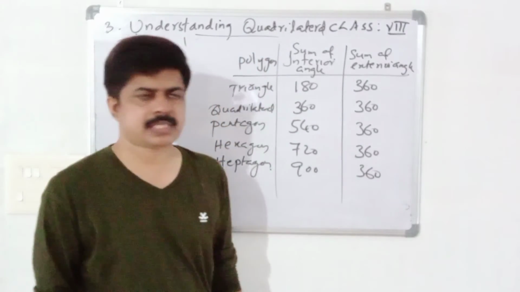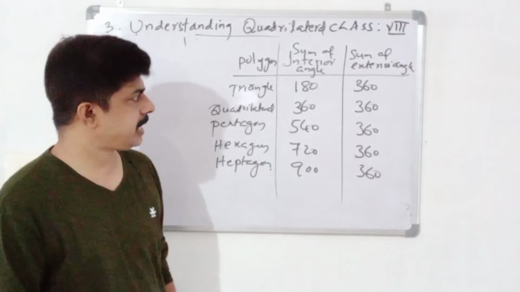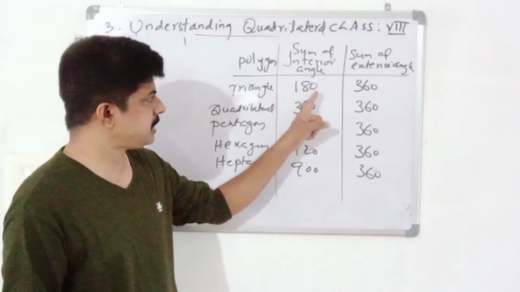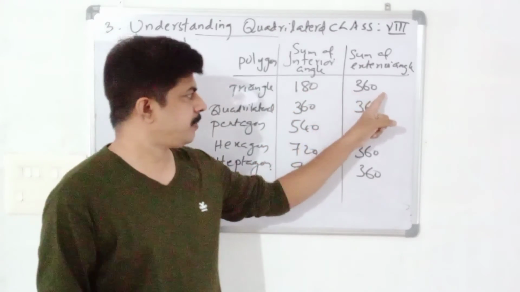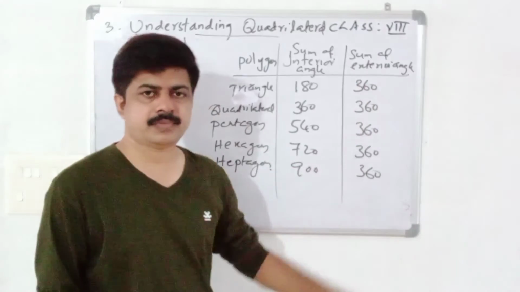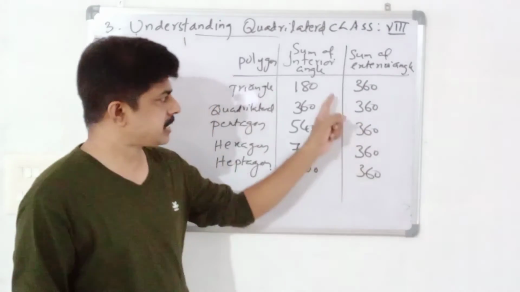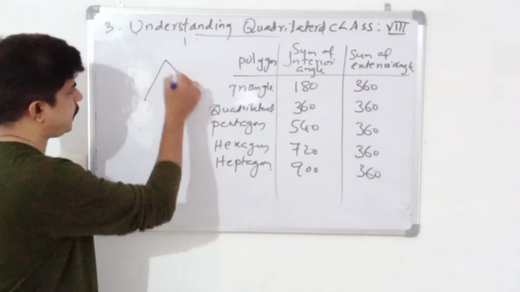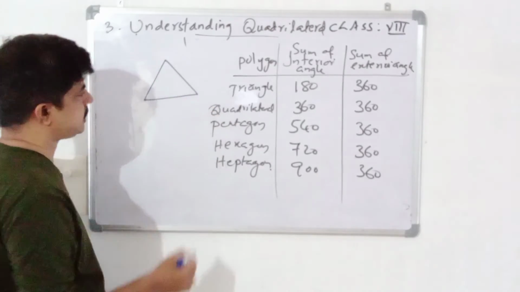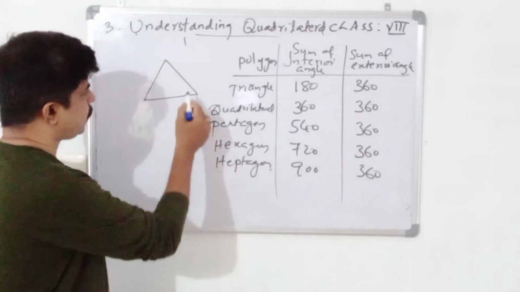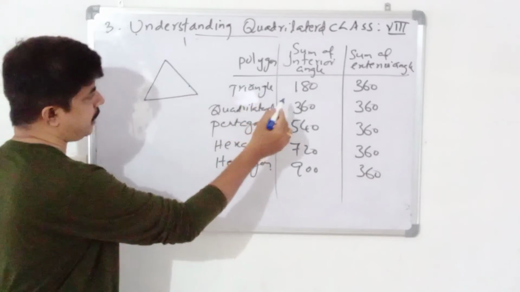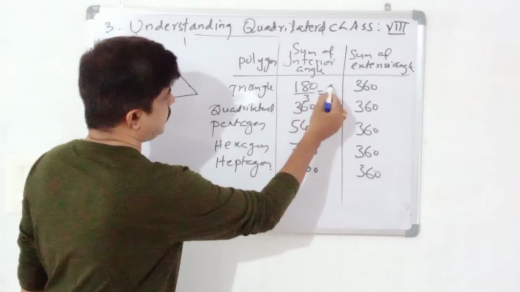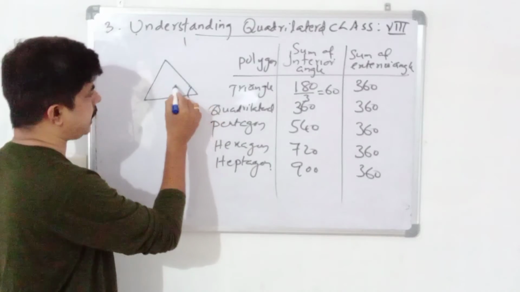Suppose the question asked is, what is each exterior angle of a regular polygon with three sides, that is, an equilateral triangle? First, what will be each interior angle of a regular polygon with three sides? This is an equilateral triangle. The interior angle will be 180 by 3, which is 60. That is each interior angle of a regular polygon.